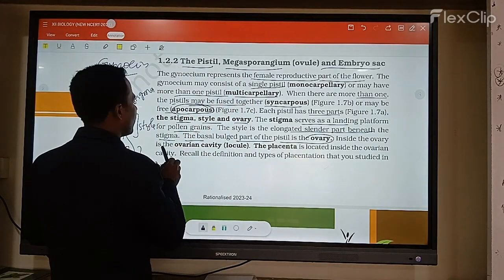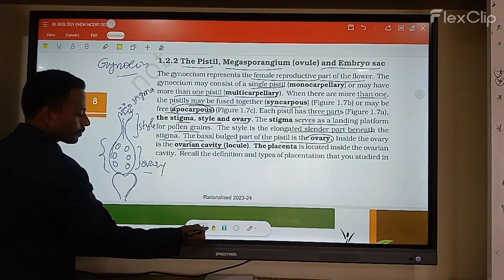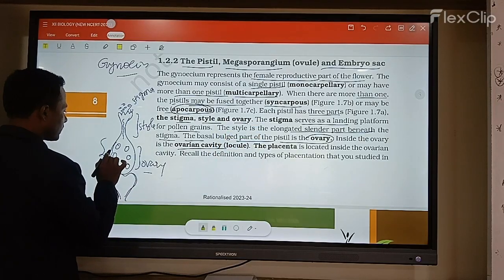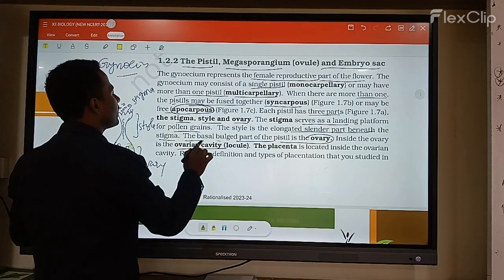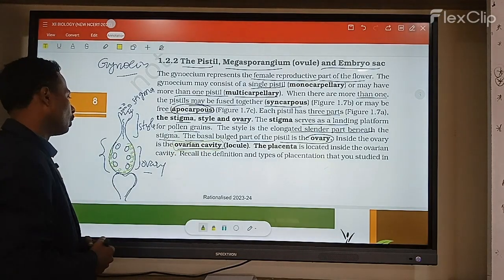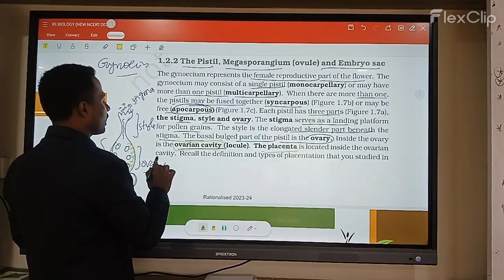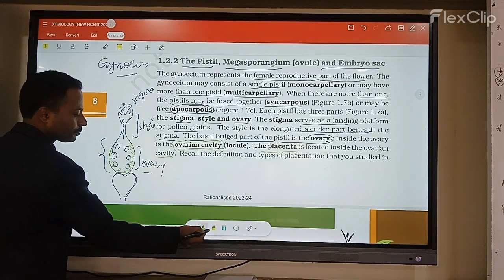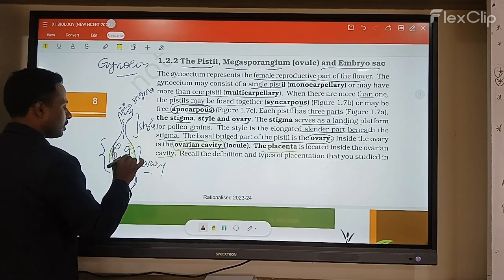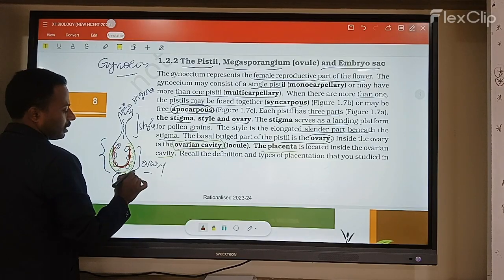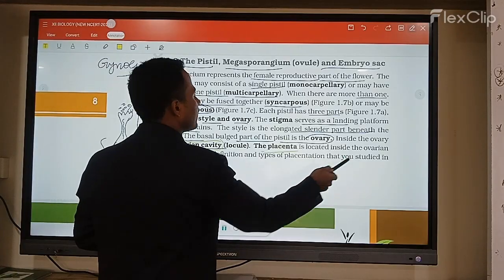Inside the ovary, there is an ovarian cavity, that is the locule. So inside the ovary, one cavity is present, that is called the ovarian cavity, very important, the ovarian cavity, that is the locule. Next, the placenta is located inside the ovarian cavity. So here the placenta is present inside the ovary, inside the ovarian cavity.